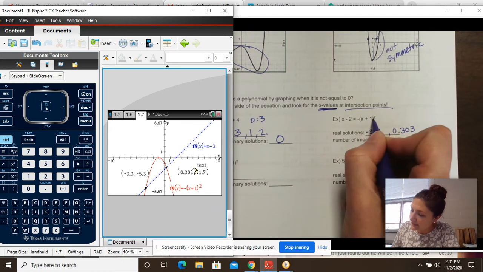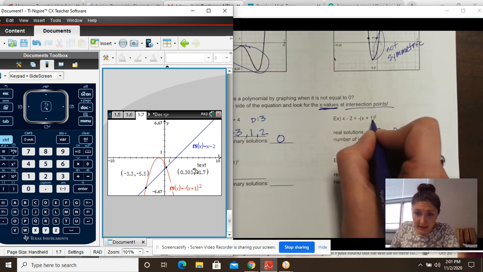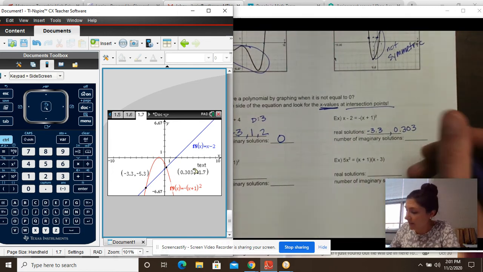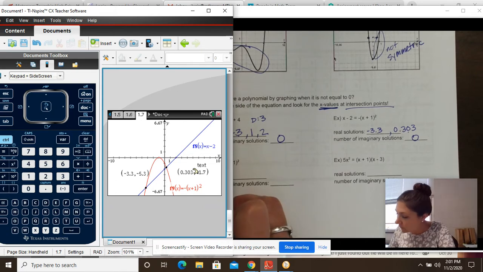Our degree here is 2. Even if I move this stuff over and distribute this out, I would still get an x squared as my biggest exponent. So I've got two real solutions. That means we would have no imaginaries. And then we have a similar idea over here with our next example.